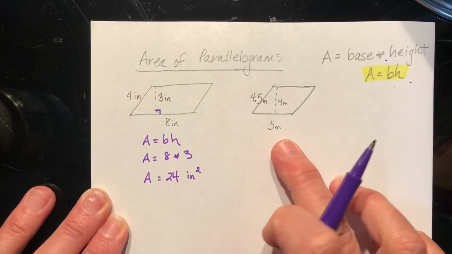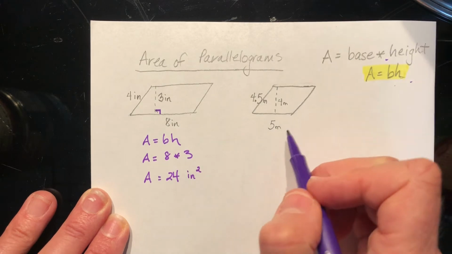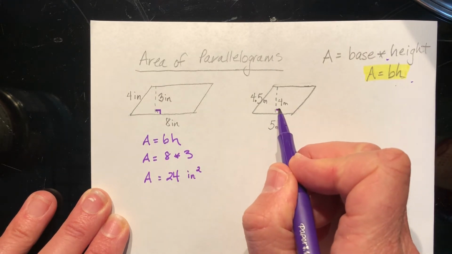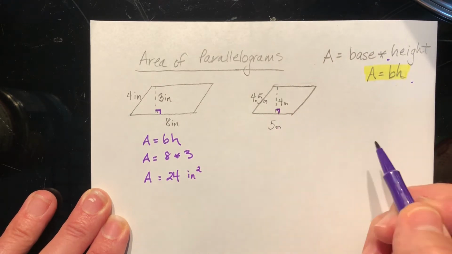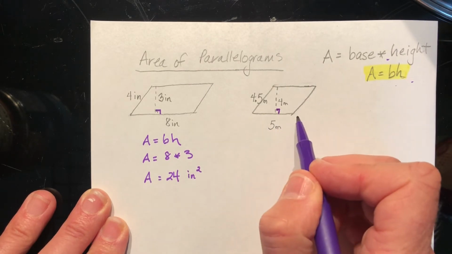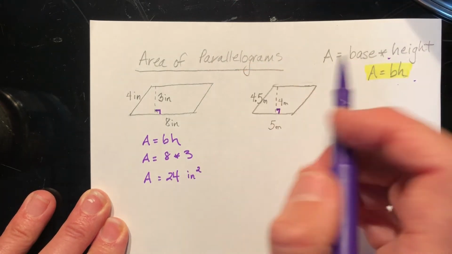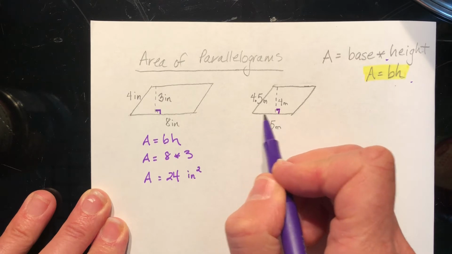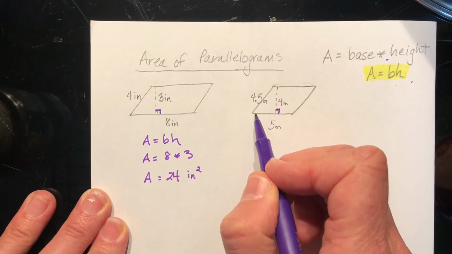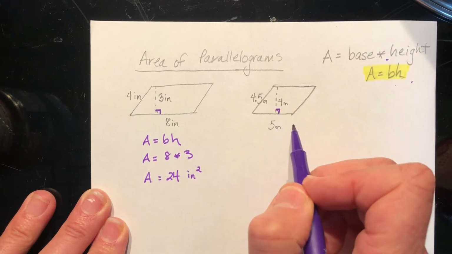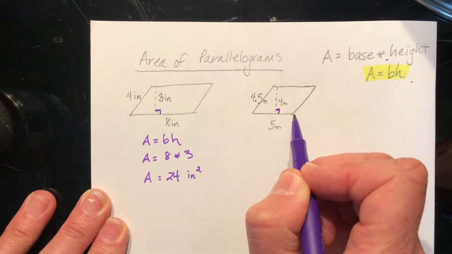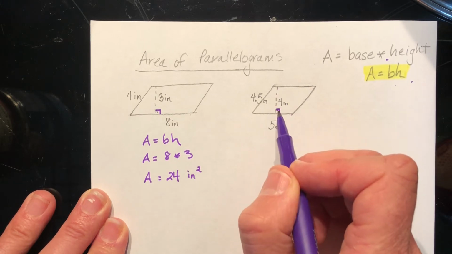Let's try this one over here. Again, I can see that my base, I didn't put my little 90-degree angle symbol in. My base is 5, although I could have turned it this way. We just need to find the two measurements that are at right angles to each other. So we can call the 5 the base, we're calling the 4 the height.